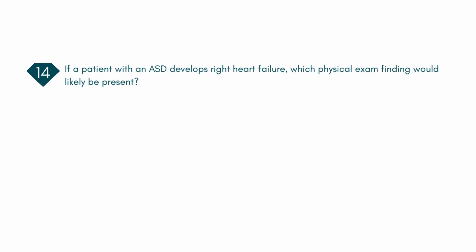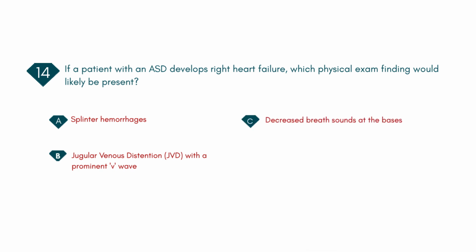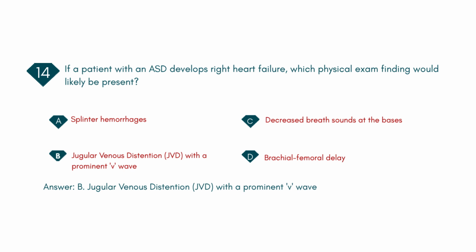If a patient with an ASD develops right heart failure, which physical exam finding would likely be present? A. Splinter hemorrhages. B. Jugular venous distension, JVD, with a prominent V wave. C. Decreased breath sounds at the bases. D. Brachial-femoral delay. Answer: B. Jugular venous distension, JVD, with a prominent V wave.